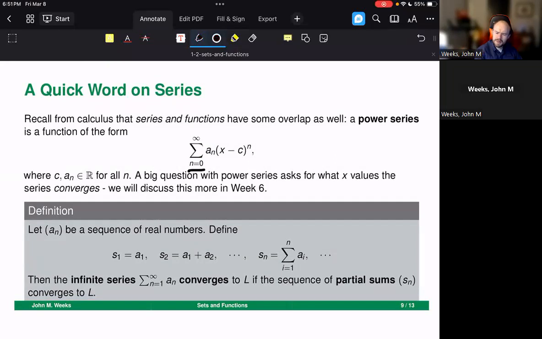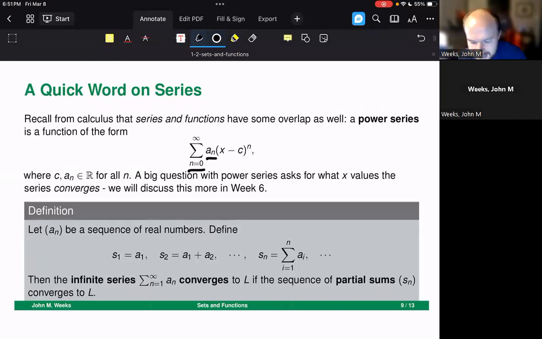And the terms look something like this. You get a sub n, some constant, times x minus c to the n power. Here, x minus c is saying that the series is centered at the point c, and this n is saying I'm going to continue making more and more powers for this.